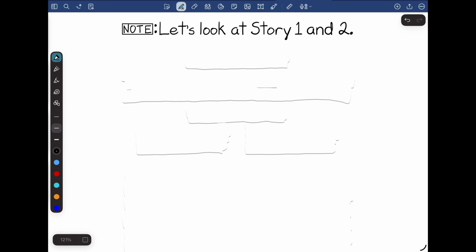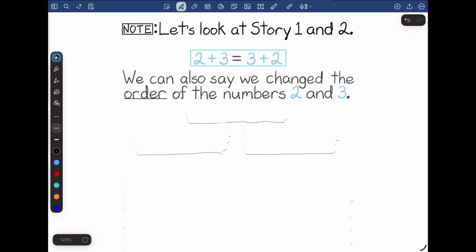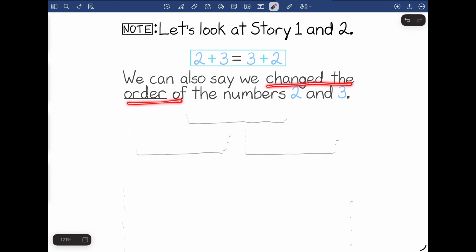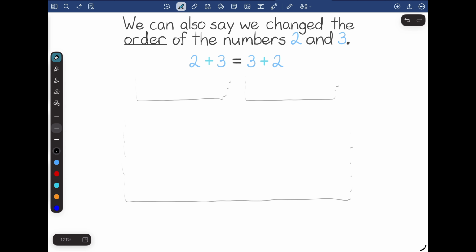Let's look at story 1 and 2 again. And so here we got 2 plus 3 equals 3 plus 2. So we talked about how we could switch the places of the numbers, and when we add them, we still get the same answer of 5. But another way we can think about this is we could say we change the order of the numbers 2 and 3. So let's talk about what we mean by changing the order. So let's take our 2 plus 3 equals 3 plus 2.